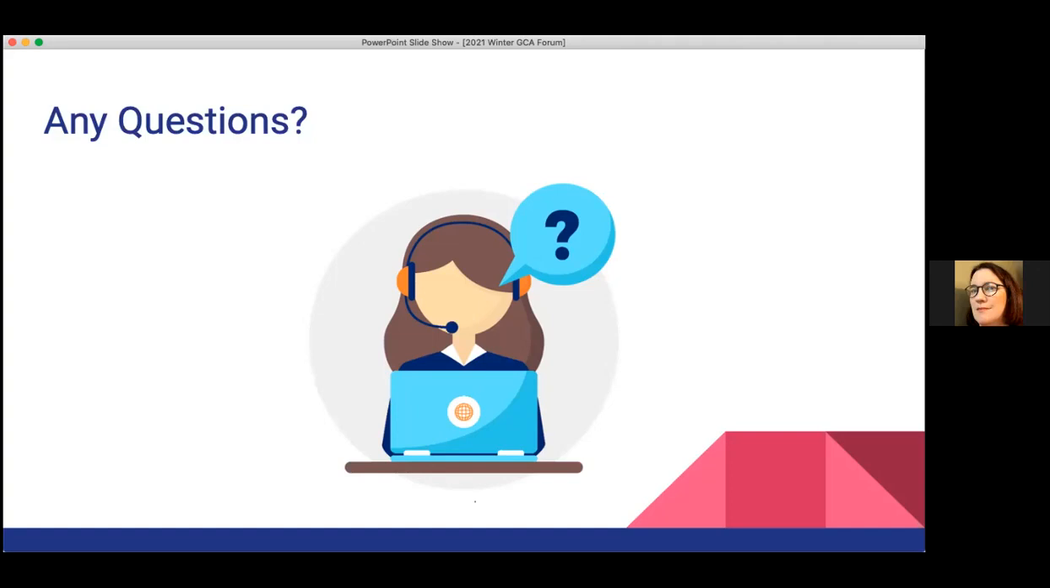And we have a question, do we need to run a new GCCR report if there was a transfer after the period? So I believe you don't need to run a new report. You just need to note the changes on the report that was already generated.